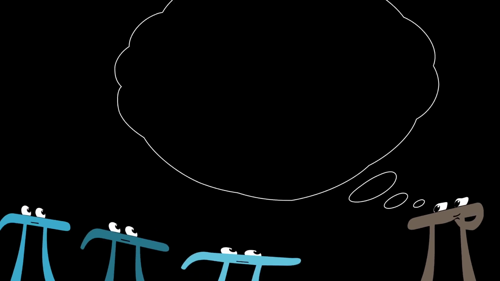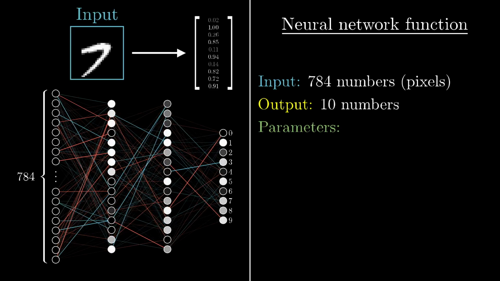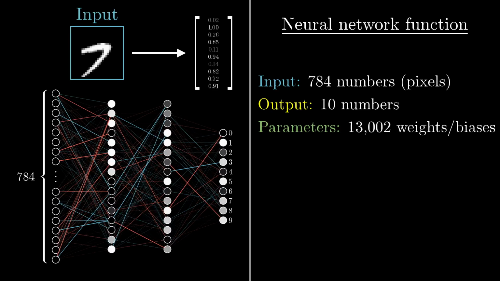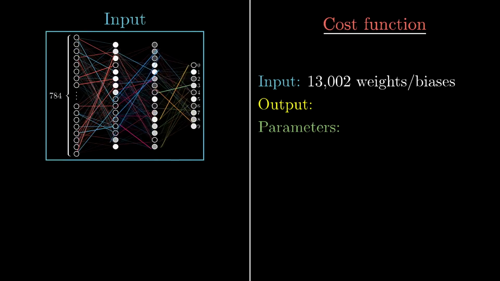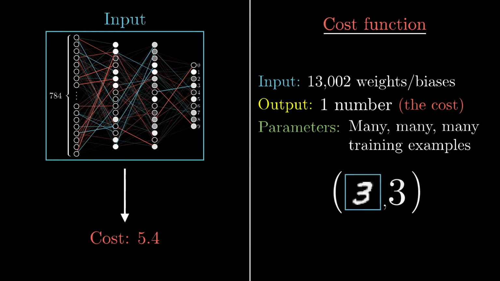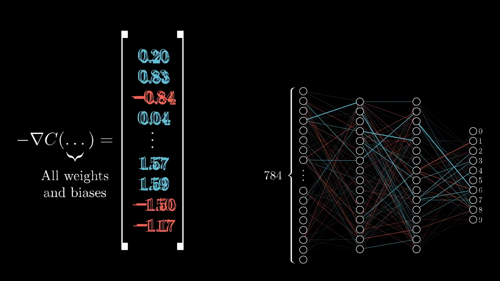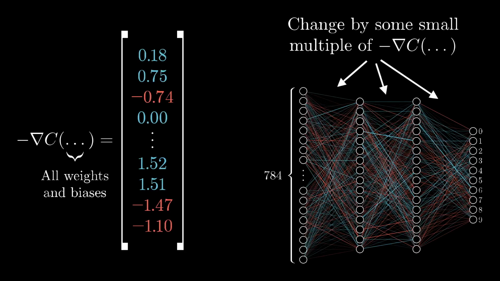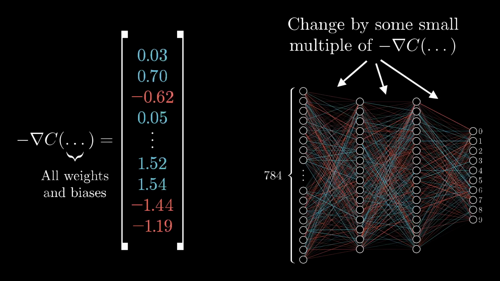Alright, let's zoom out and sum up where we are so far. The network itself is this function with 784 inputs and 10 outputs, defined in terms of all of these weighted sums. The cost function is a layer of complexity on top of that. It takes the 13,000 weights and biases as inputs and spits out a single measure of lousiness based on the training examples. And the gradient of the cost function is one more layer of complexity still. It tells us what nudges to all of these weights and biases cause the fastest change to the value of the cost function, which you might interpret as saying which changes to which weights matter the most.